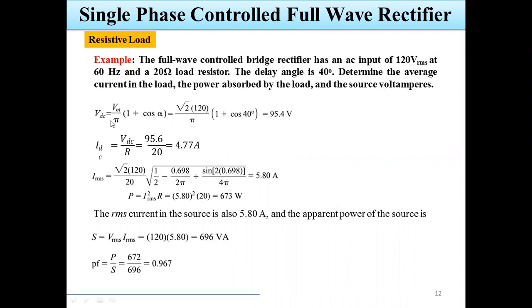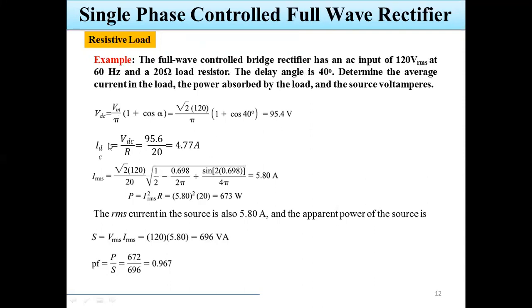Next, VDC is equal to Vm by pi times (1 plus cos alpha). From this expression we substitute Vm. Given that 120 volts is the RMS value, but it should be the maximum value, Vmax is equal to root 2 into VRMS. So Vmax is root 2 into 120 by pi, with a delay angle of 40 degrees, 1 plus cos 40 degrees, which equals 95.4 volts. That is the average DC output voltage.